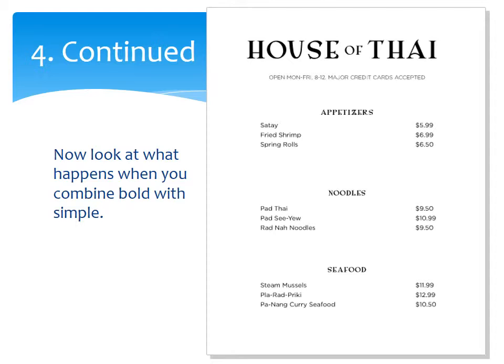So this combines the boldness of the heading font, the House of Thai, which is also used for appetizers, noodles, and seafood. And it contrasts with something that is simple. The bold one is a serif font, and then they use a sans serif for the actual menu items. It makes it easier to read those items, and it also separates the sections better.